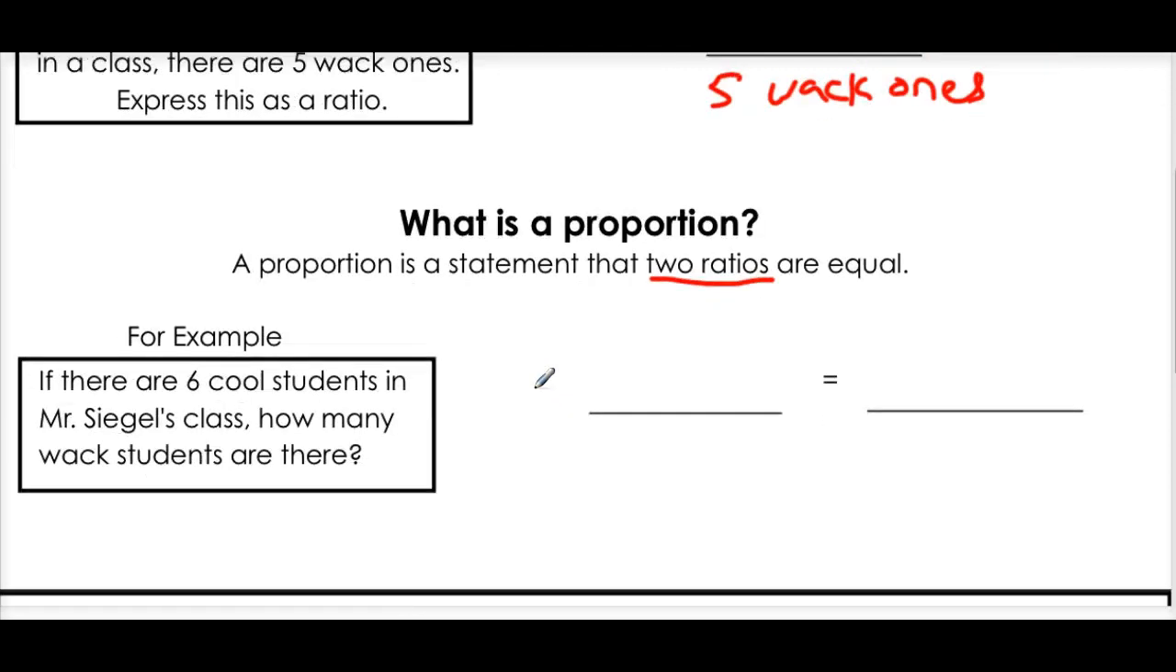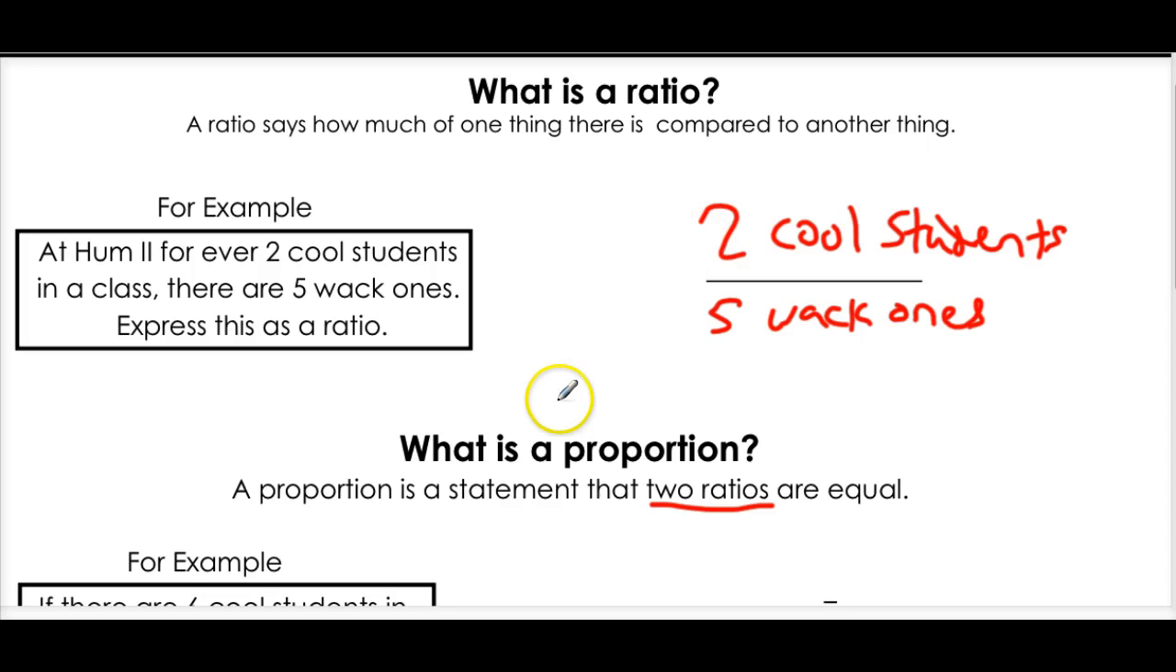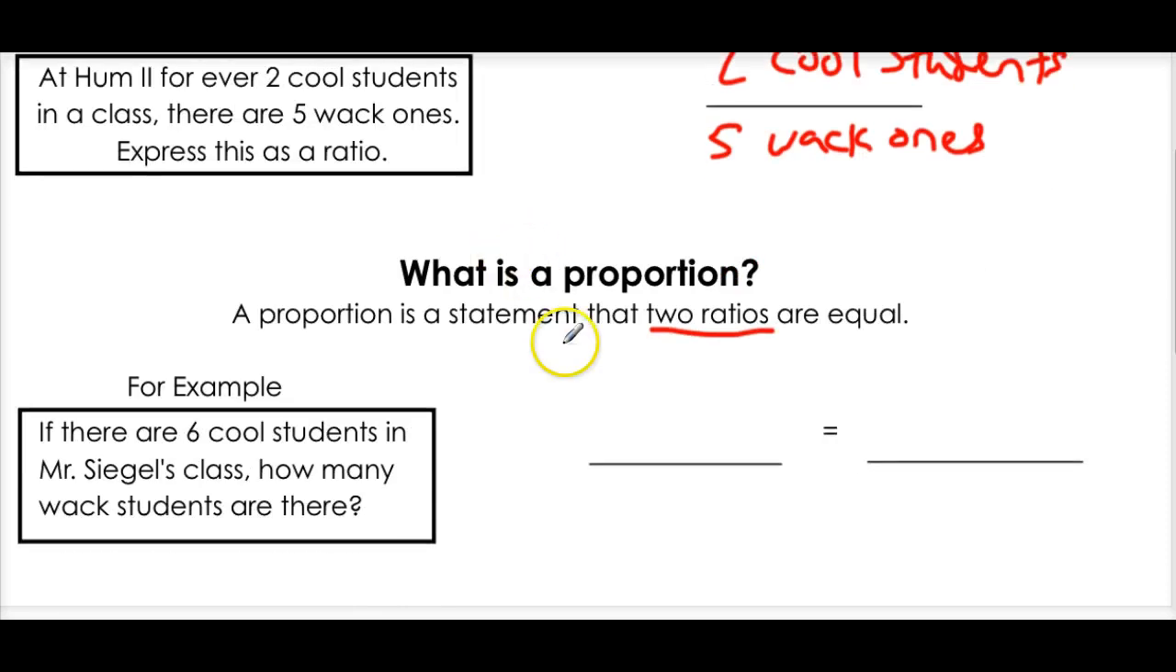So now let's look at this new example. It says if there are 6 cool students in Mr. Siegel's class, how many whack students are there? So now let's go back up here. The original proportion was 2 cool to 5 whack.